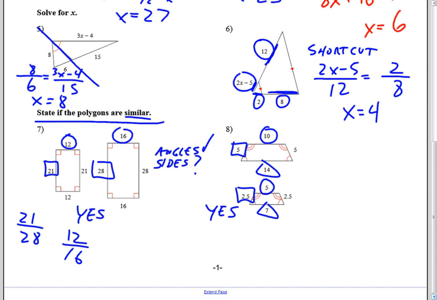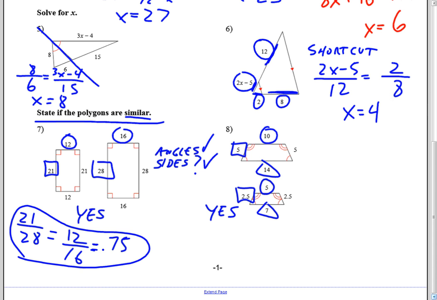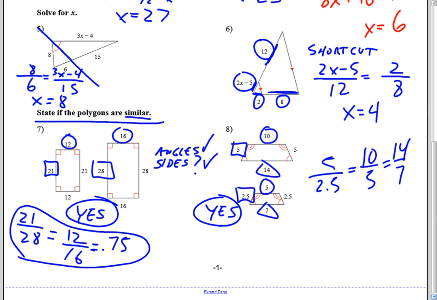What's 12 over 16 as a decimal? Use your calculator. You don't have to do lowest terms. 0.75. And they're all equal. Because they're all equal, we can check that off too. And that's why we wrote down yes and yes, because 5 over 2.5 was the same as 10 over 5, which is the same as 14 over 7. It's all 2 over 1. If any of these are different, then it's not similar.